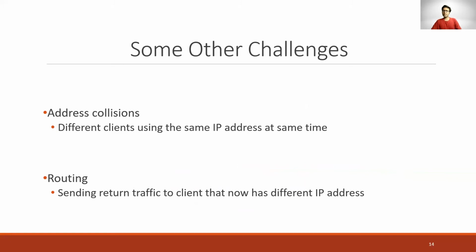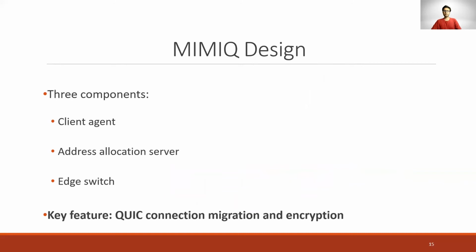To solve these problems, MIMIQ has three key features. There's a client agent, which runs on the client's machine, and there is the allocation server, which runs on the trusted network. Together, these solve the problem of address collisions. There's also the edge switch, which sits at the edge of the trusted network and connects to the wider internet. This switch solves the problem of routing.